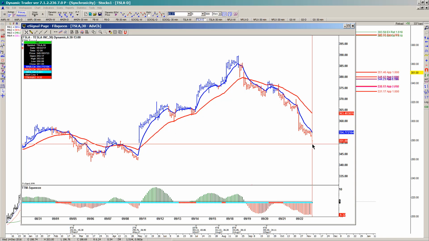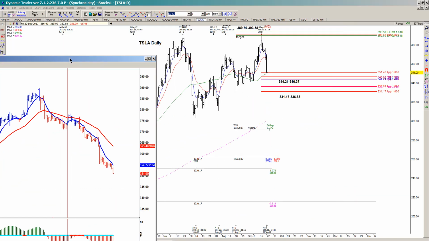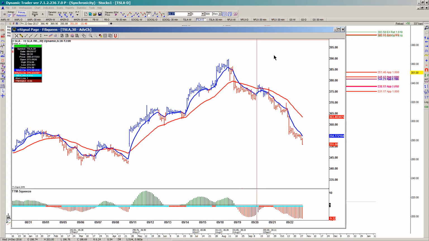If it doesn't, then you're just stepping in front of that proverbial freight train. And it's typically not a good idea to do that, because we can easily just blow through these support decisions. I mean, we could end up seeing much lower prices in Tesla. So again, not worth an entry unless we start to see the reversal triggers.